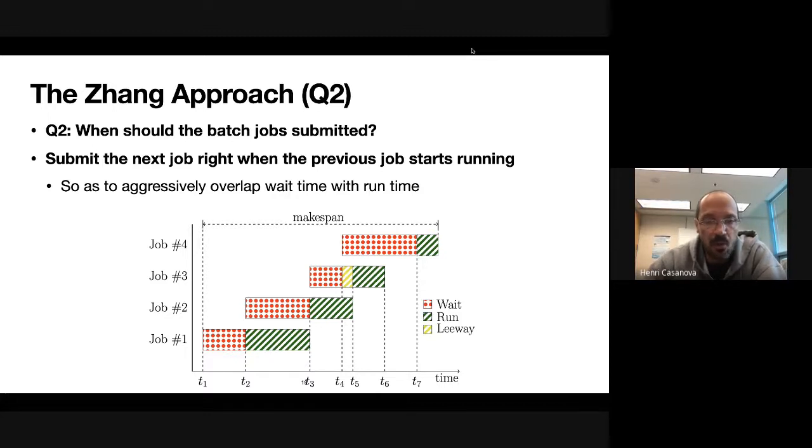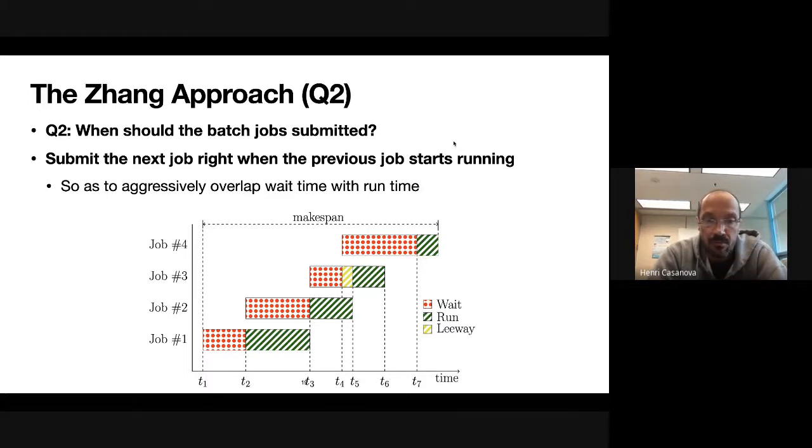So I think on the picture, it's pretty clear. In that picture, time is going from left to right, of course. Job 1, and the wait time is in the red polka dots. So we submit job 1 for maybe the first 3 levels of the workflow. And at time T2, job 1 starts running. And so that's the green there. At that time, we invoke Zhang again. That said, now we should submit the next, let's say, 4 levels.